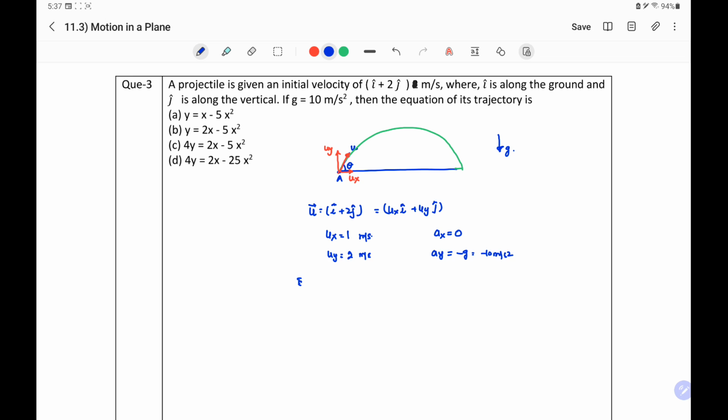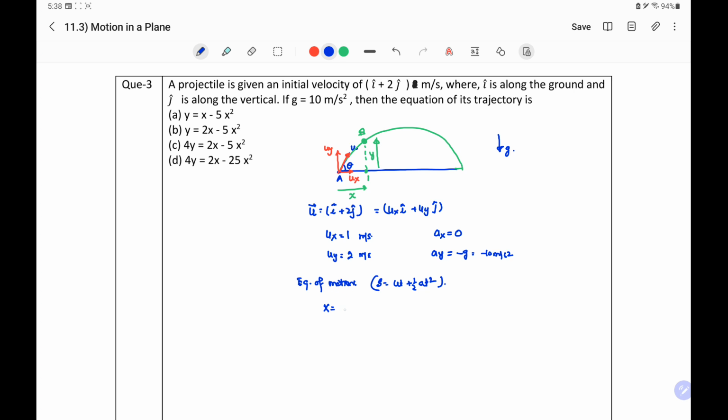Using the equation of motion, which is s equal to ut plus half at square in both x and y direction. So along x-axis we can write that this projectile after time t reaches at a point B, which is at a distance x from A in horizontal direction and at a distance y in vertical direction. So to relate this, we have to find x.